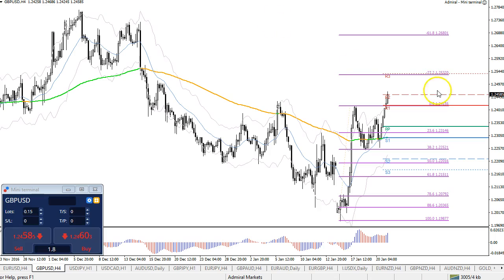Now, the minus 272 target is one target. It could be the minus 61.8 target as well. That depends on how price responds at 125. If there is another bull flag and a break, it could go up to 126.80.